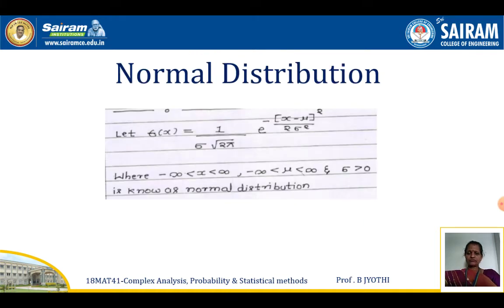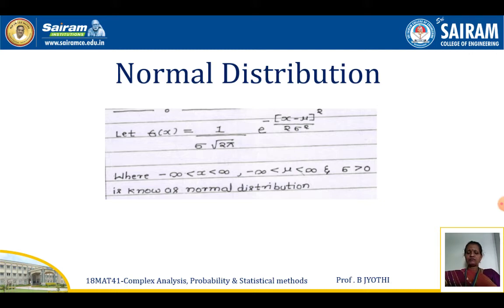The normal distribution formula is given by f of x equals 1 upon sigma root 2 pi into e to the power of minus (x minus mu) whole square divided by 2 sigma square. When we look at this formula, it is a little bit lengthy and very difficult to remember so many terms. Here also the limits for x are minus infinity to plus infinity, mu is minus infinity to plus infinity, and sigma is greater than 0. This is known as the normal distribution.